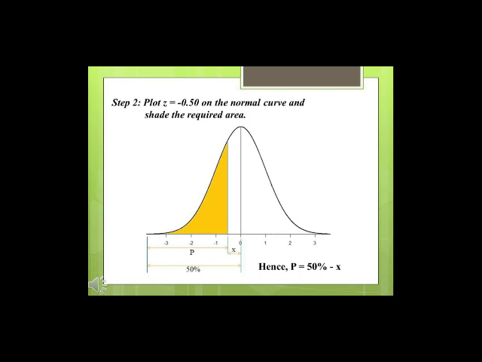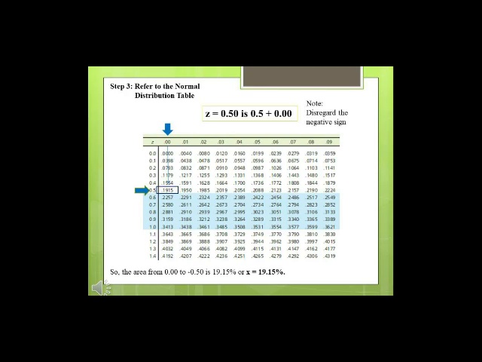Now, label the parts of the graph carefully. P is the required area, or the proportion of students who are expected to score below 80. X is the area from 0 to minus 0.50. Based on the illustration, we form the equation to solve for P. Hence, we have P equals 50% minus the value of X. Now, let's find the value of X, or the area from 0 to minus 0.50.